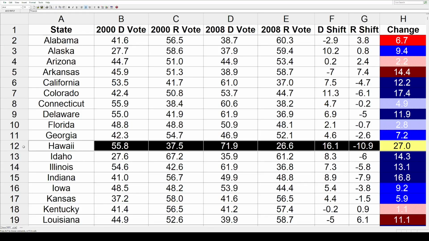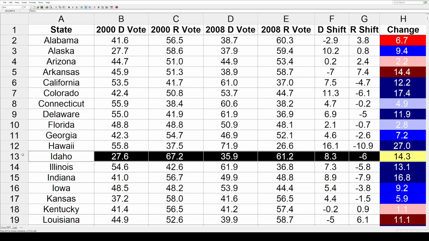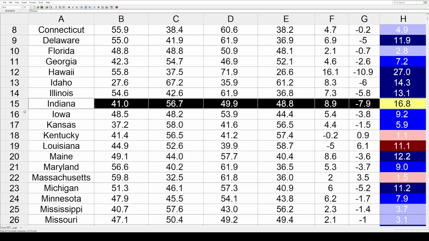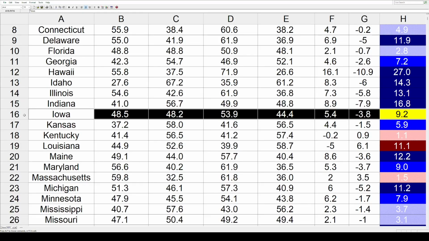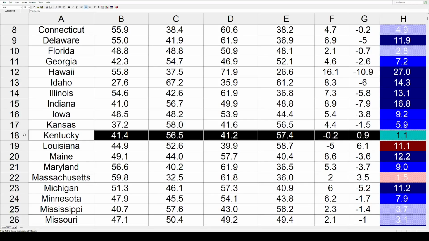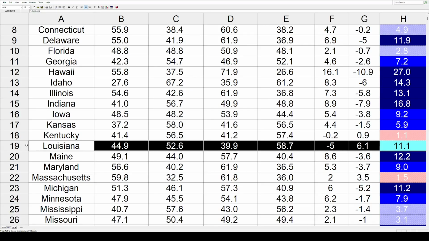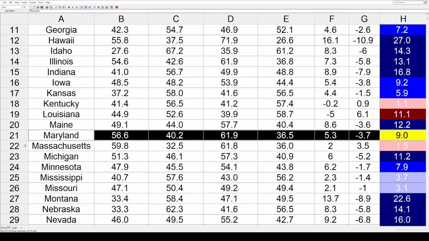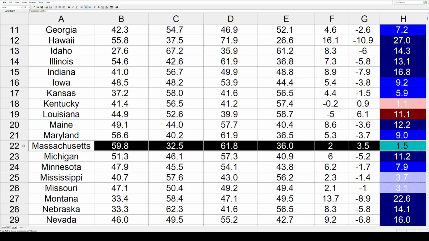Hawaii had a major shift toward the Democrats of 27. Idaho also moved in that direction by 14.3, as did Illinois by 13.1, and Indiana by 16.8. Iowa also got bluer by 9.2, and Kansas by 5.9. Kentucky defied the trend and went toward the GOP by 1.1. Louisiana got redder by 10 additional points, 11.1. Maine went in the total opposite direction by 12.2. Maryland had a 9% shift toward the Democrats. Massachusetts, that's a blue state, but it actually shifted 1.5 toward the Republicans.